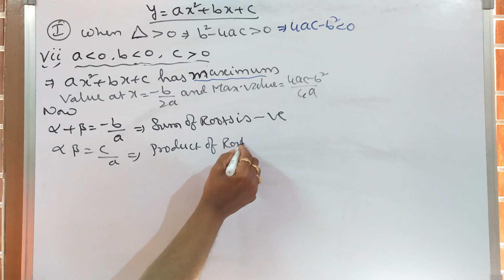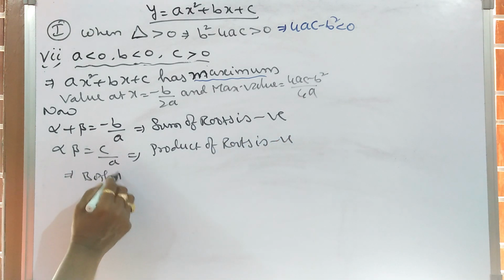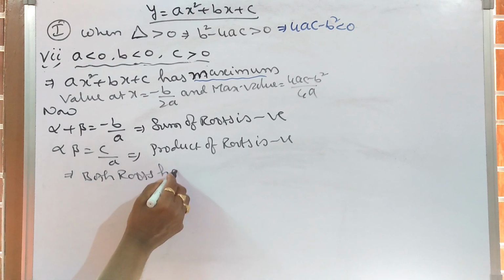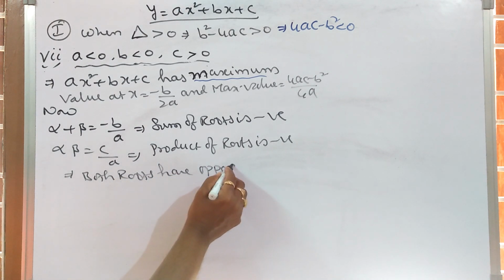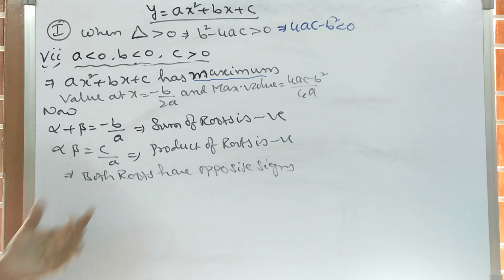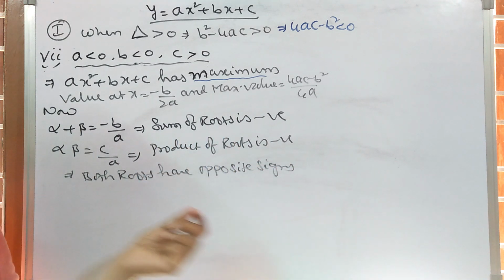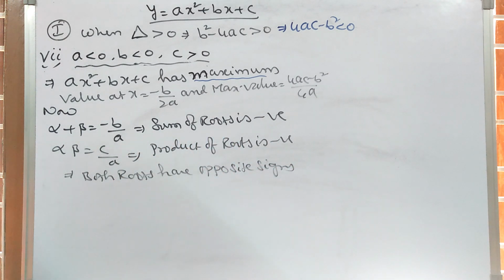So whenever product of roots is negative, both roots have opposite signs. Why? Because the product of the two roots is negative. Product of the two roots is negative means one root is positive and another one is negative. That is the reason both roots have opposite signs.